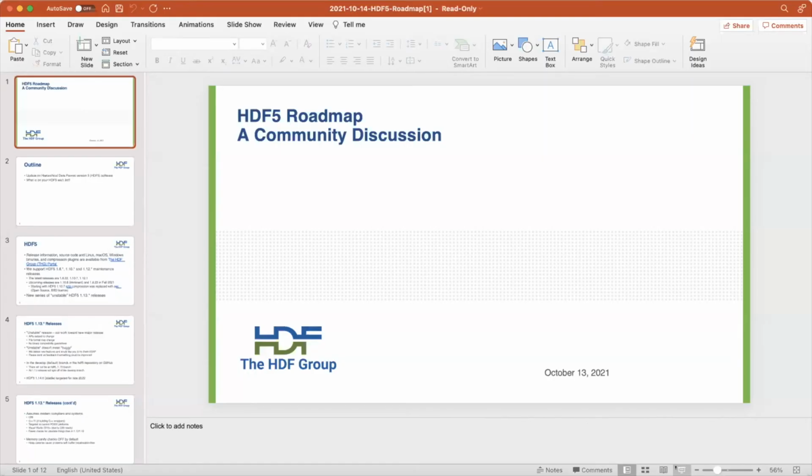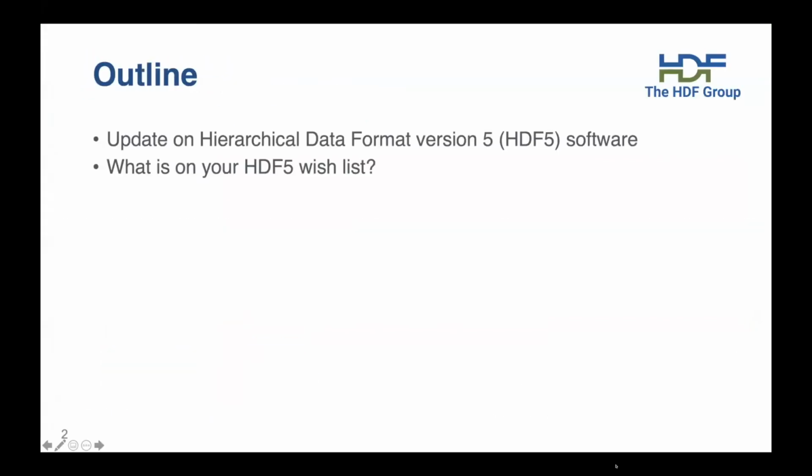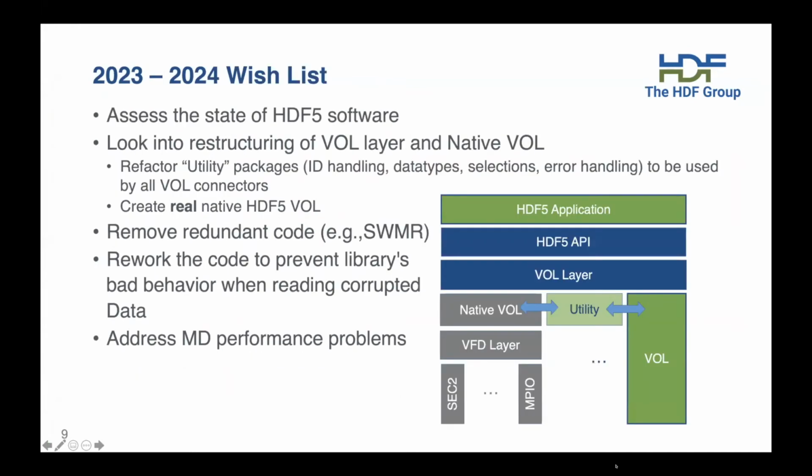One of the things we really want to refactor: you saw the picture of the library architecture where the native VOL is really the HDF5 library. There are things in the HDF5 library that many connectors will benefit from, for example the so-called utility packages like datatype conversion, selection, and ID handling. This should be extracted, and native will only have to deal with the I/O path. We are planning to remove redundant code when the time comes, and this is a big job, so we're not carrying two Swimmers. We will also rewrite code to prevent the library's bad behavior when reading corrupted data files. You know, we have a lot of CVEs, vulnerabilities, reported to us because the library segfaults if someone intentionally corrupted an HDF5 file.